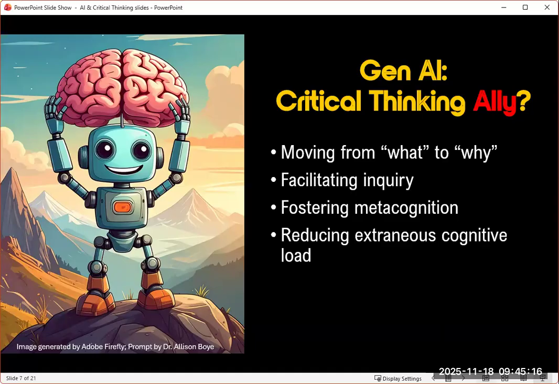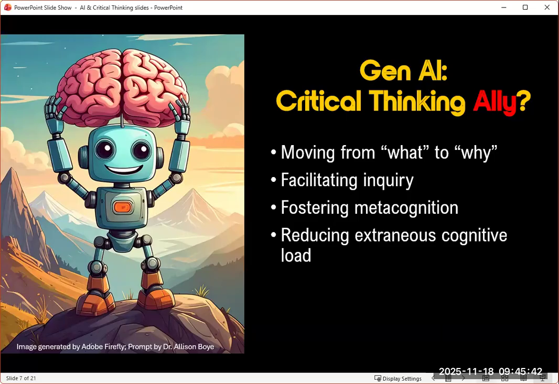And back to that idea of cognitive offloading, that can be a good thing too, because it frees up some of our cognitive resources that can then be devoted to higher order skills and more difficult tasks, right? So here are some of the ways that when used thoughtfully and meaningfully, generative AI can actually support critical thinking.